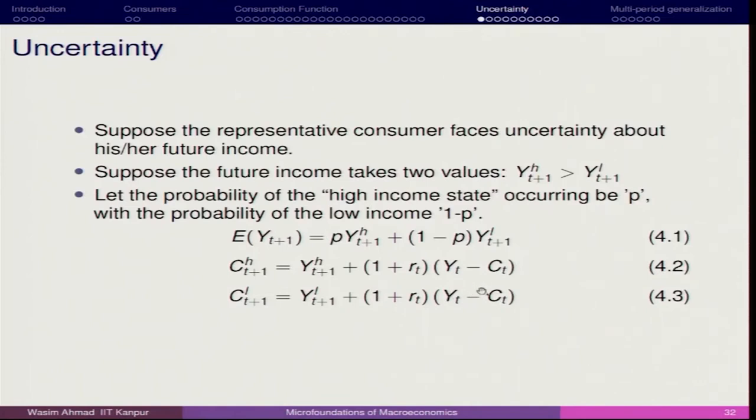So, here it is the s t term, and here is the reward that he is going to get on his current period saving, which is going to mature in the future period. So, this will be the extra income of the representative consumer, given the high and low income scenarios that he is going to face in the future period, and the corresponding consumption in the high and low states are these. So, here we have defined the consumption in the future period when the income is high. The high income state corresponds to this, the low income state corresponds to this. So, here you can connect easily: y h t plus 1 is coming here, y l t plus 1 is attached with this.